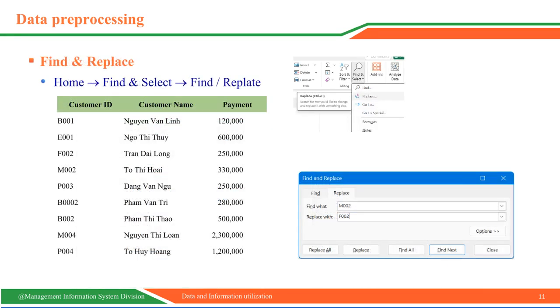Find. Used to locate the position of specific data within a dataset. Replace. Not only finds data but also replaces it with a new value. These tools help you quickly edit data without manually searching and retyping each cell. How to use. Go to Home, Find and Select, then Find or Replace. Enter the data to search in the Find What field. Enter the replacement data in the Replace With field for replace.